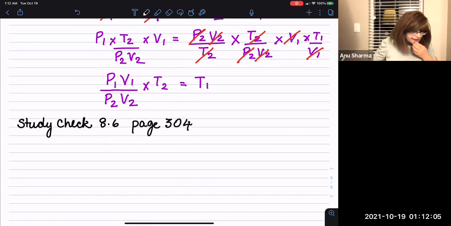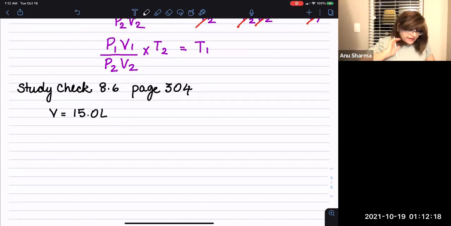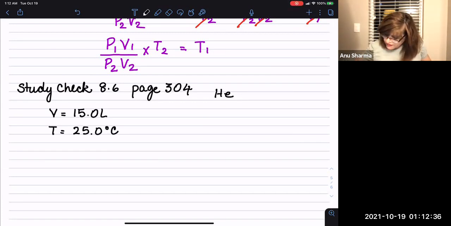Okay, so here a weather balloon is filled with 15 liters of helium. Write down what all is given to you. Volume is 15.0 liters of helium at a temperature, and since this is helium, it's good to write down the identity. Helium at a temperature of 25.0 degrees Celsius, and a pressure of 685 millimeters of mercury.